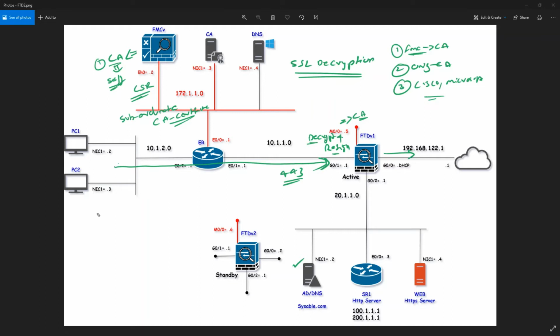Now the PC wants to go to Facebook. When the PC is trying to access Facebook, the FTD will decrypt the traffic and resign it. Whenever the traffic is going outside my organization, it will be signed by FMC. The certificate will show who the certificate authority is. My FMC is the certificate authority, and it will be forwarded to the Facebook servers. So when the connection is initiated, that's the reason we will get the certificate error.